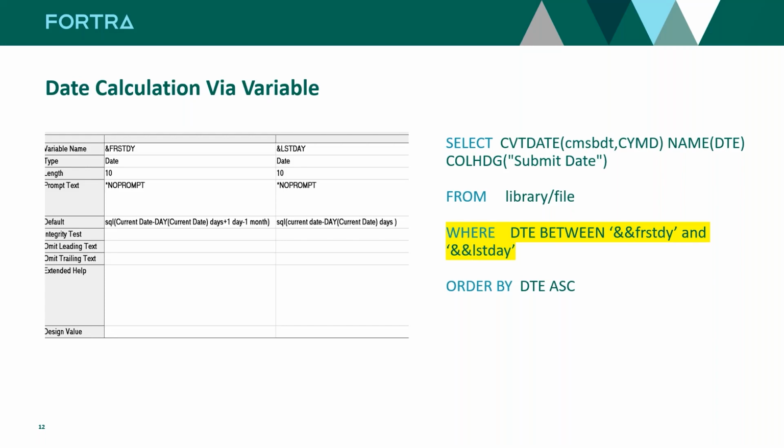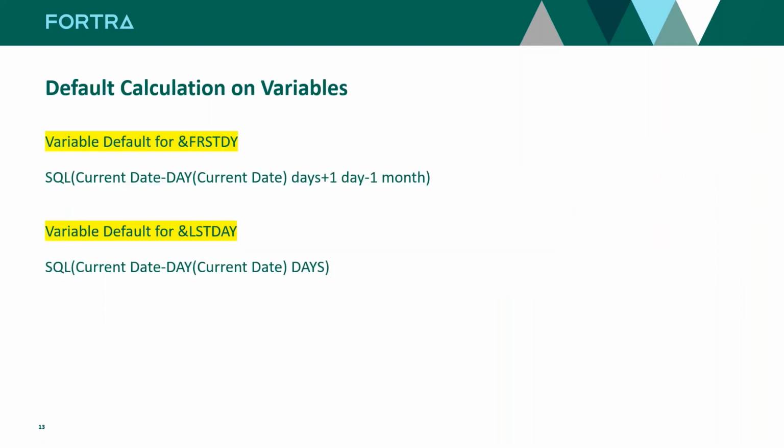I would like to note that when automating this particular query, you will have to specify the set var parameter when adding to a job scheduler. Next, please. And here we have a closer look at the default calculation of the variables we had in the previous slide. It's important that you start your default calculations with SQL. I just wanted to point that out. Next slide, please.